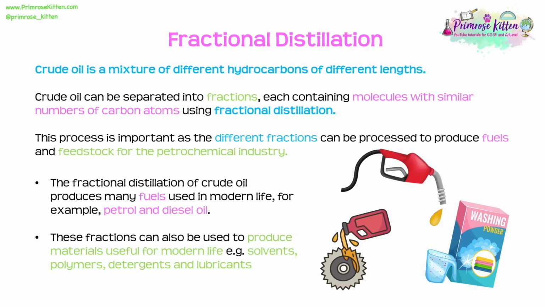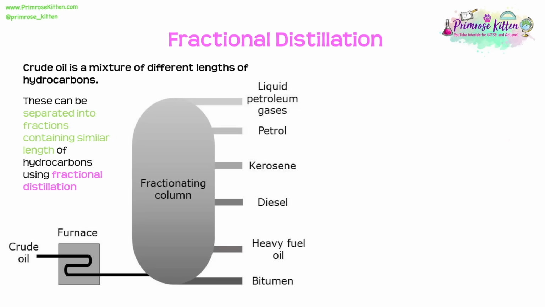So this fractional distillation of crude oil produces many fuels that get used in modern life, for example petrol and diesel oil, and these fractions can also be used to produce materials that are useful for modern life such as solvents, polymers to make plastics, detergents and lubricants. Now let us look at this really important process of fractional distillation.